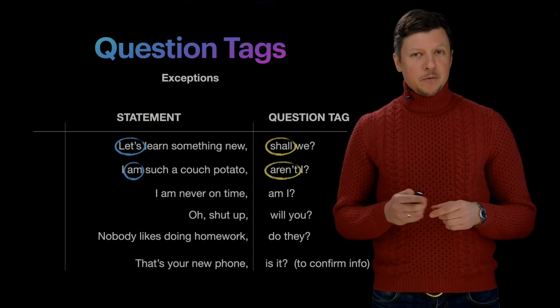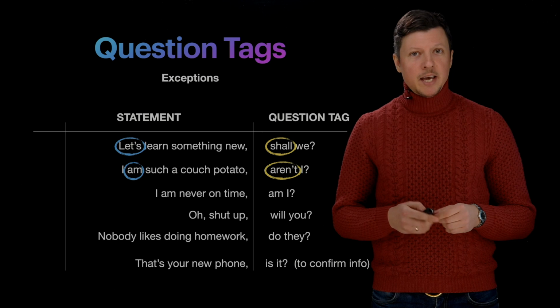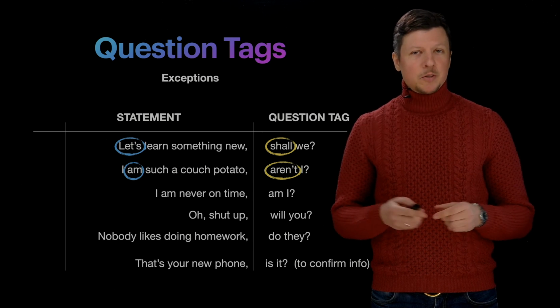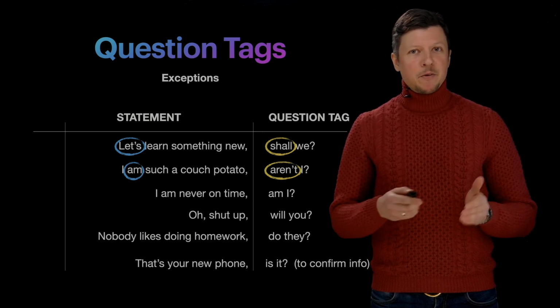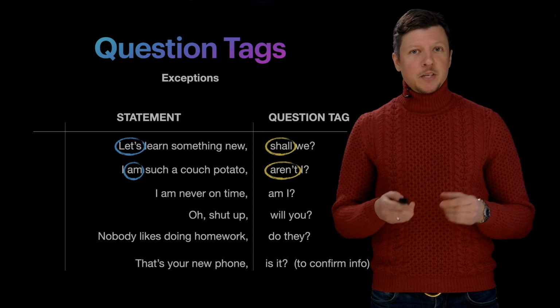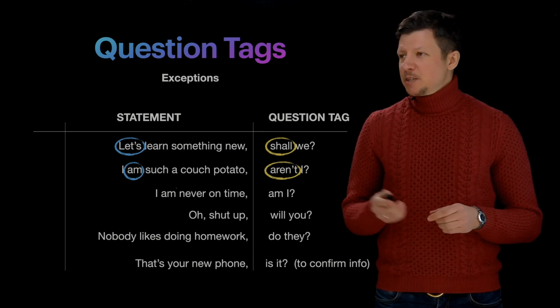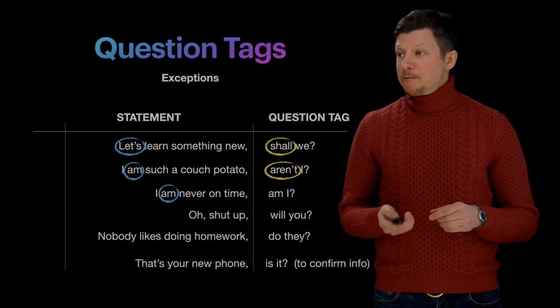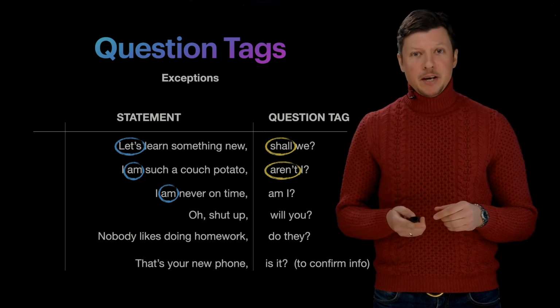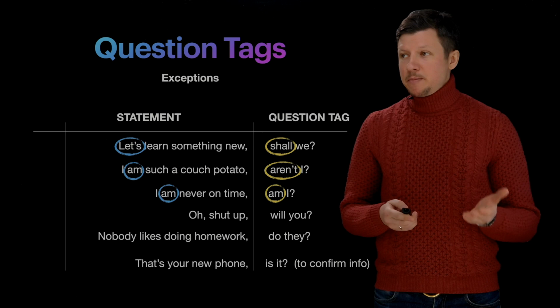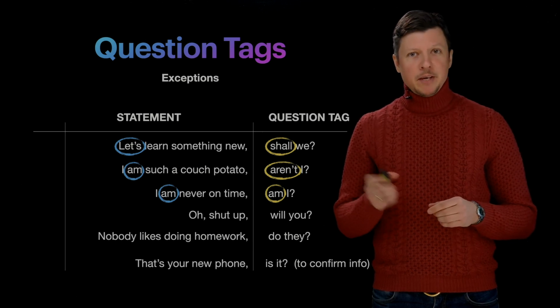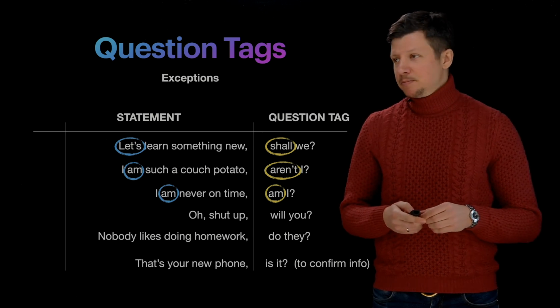In Ireland, by the way, some people still use amn't I. So you could say, I am very happy that we use amn't I in Ireland. Amn't I? Let's move on. I am never on time. Am I? In this case, we use am because never makes the sentence negative.